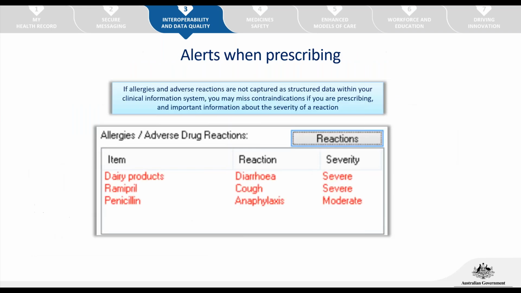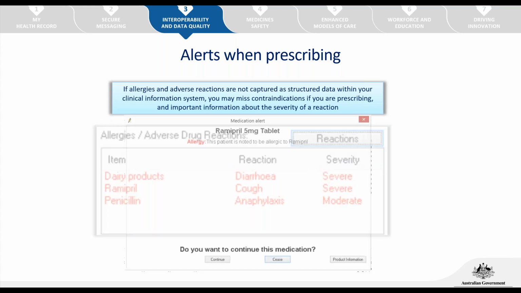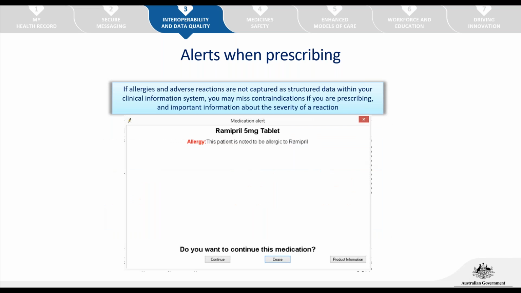So here we have now alerts when prescribing, and again, Peter mentioned this. So if allergies and adverse reactions are not captured as structured data within the clinical information system, you are going to miss out on the contraindications when you're prescribing, and also important information about the severity of a reaction, and Peter's certainly spoken about that. So documenting the patient's clinical note and the allergies and adverse reactions will allow you to trigger those alerts, and it'll happen for the clinician and any other providers.